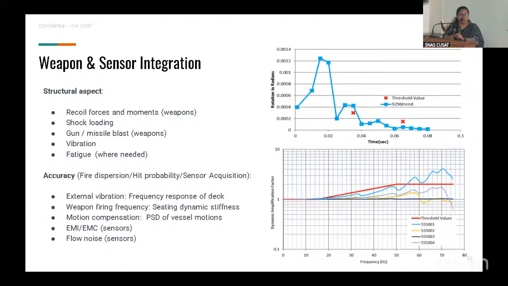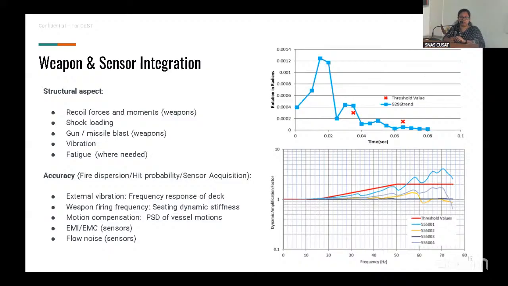Now coming to accuracy, we check the angular displacement results and the dynamic amplifications that take place. The angular displacement should be such that the disturbances attenuate within a few milliseconds after firing, so that by the next firing, the hit probability should not be affected. In the case of amplification, there will be some criteria for the dynamic amplification factors for the disturbances that are possible. So you have to make sure that these amplifications remain within the limits.